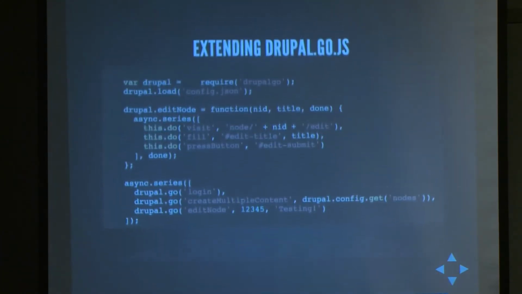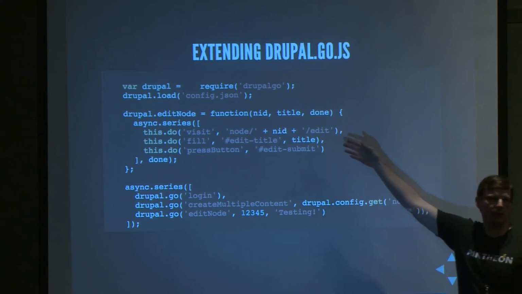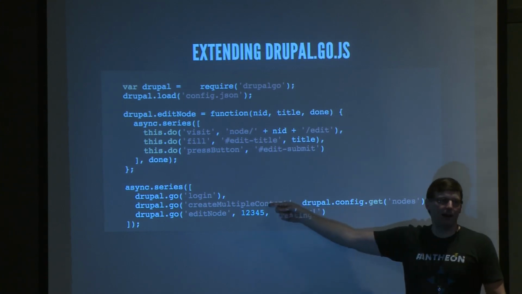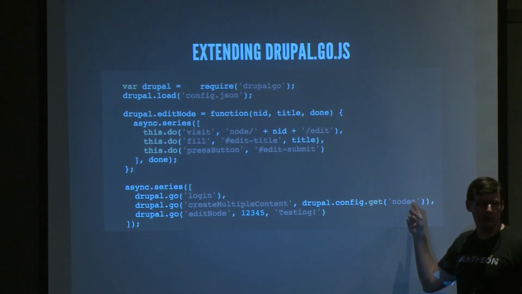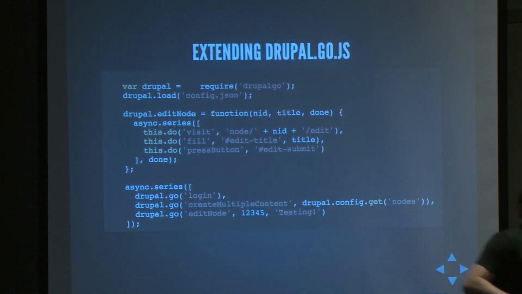Oh yeah, that? That's how you use it. The very bottom is how I would use this new method I extended and created. This is the one that's already provided in Drupal.js. So I'm creating all the multiple content, and here I am using this edit node one that I just created. So you can still use all the other methods provided in Drupal Go. I'm creating content now. I want to go back and edit it. I can.